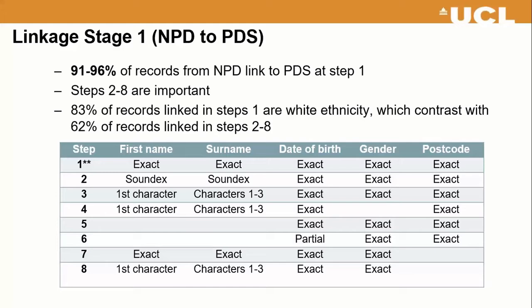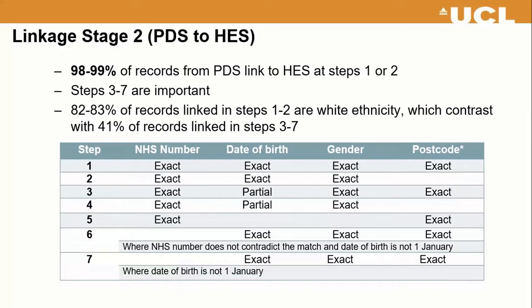While this number may suggest that subsequent steps are less relevant, we find that 83% of records linked in step 1 are of white ethnicity, which contrasts with 62% of records linked in subsequent steps, so in steps 2 to 8. In other words, steps 2 to 8 are important to reduce linkage biases associated with ethnic minorities. So that is one of the first main results that we find. The same evidence is observed when we evaluate the linkage steps of the algorithm used to link PDS to HES, so in the second stage.